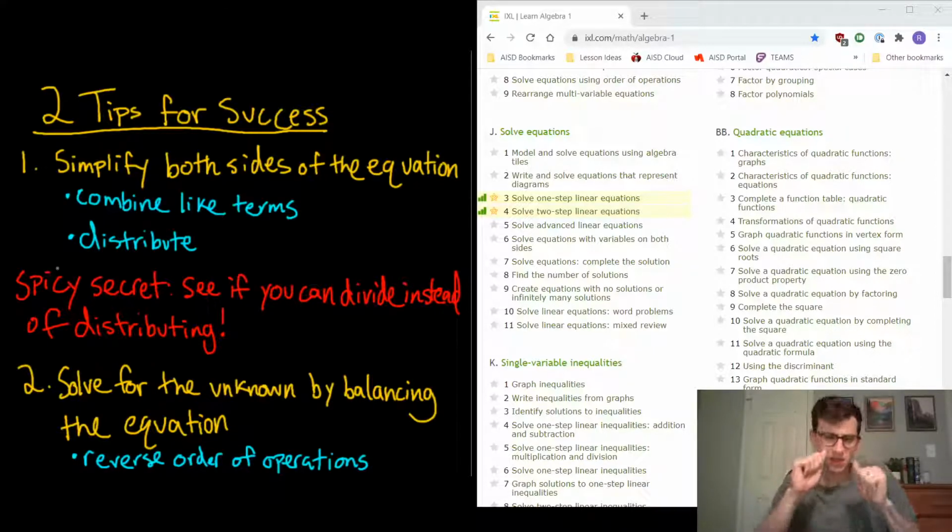Okay, number 2, solve for the unknown, right? Solve for the unknown by balancing the equation. Now, we talked about that in a previous video. You can think about solving these equations like balancing some scales, or you might think about it like doing the order of operations in reverse. If that's confusing to you, I would recommend going back and watching my video over two-step equations, because hopefully that'll clear some things up and get you in the right mindset to do this. Those are all the tips I have for you, so let's go ahead and get started.